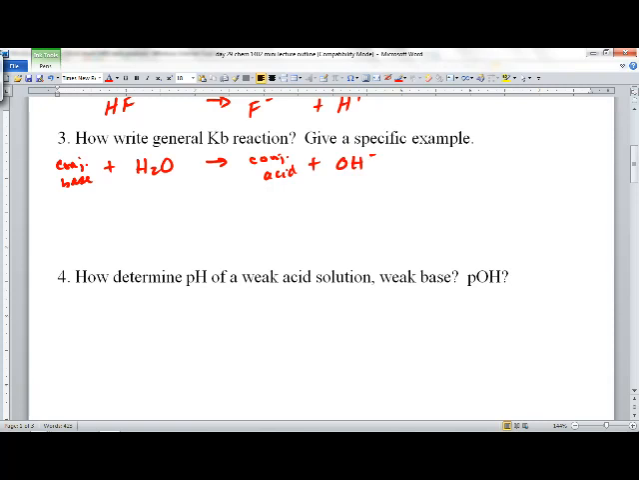Burn those in your head. Give me a specific example, please, of a Kb reaction. NH3 plus H2O goes to NH4 plus OH negative. Perfect. Exactly. Okay. Now you recognize where she found that NH3. She just looked and found a table that had Kb's, right?